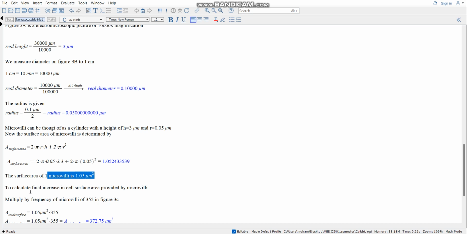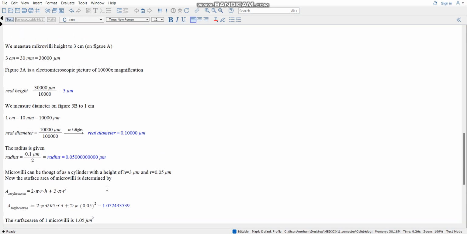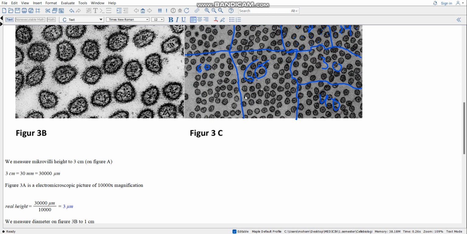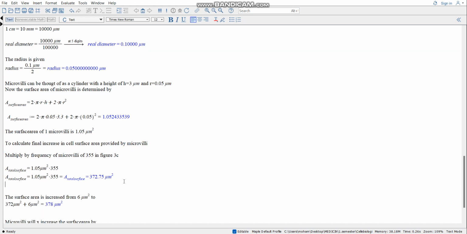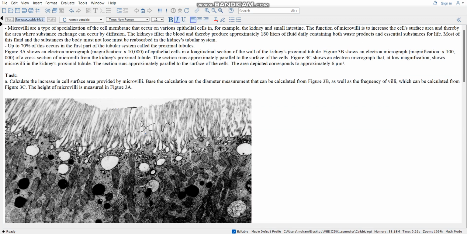However, we want to calculate the final increase in cell surface area provided by microvilli. So this basically means the surface area of all the microvilli put together. So we need to multiply one microvilli surface area with the frequency of microvilli, which I've counted to be 355. So that is what I've done here. So we come to the conclusion that the surface area is 372.75 square micrometers.